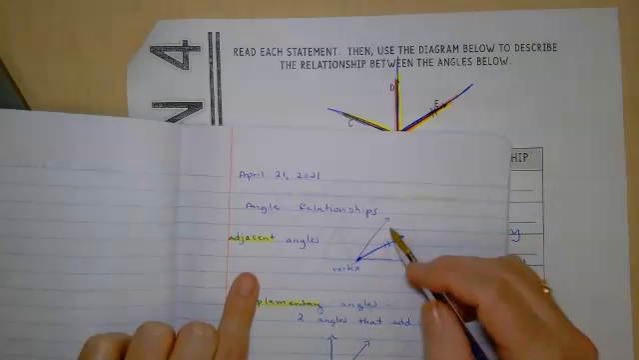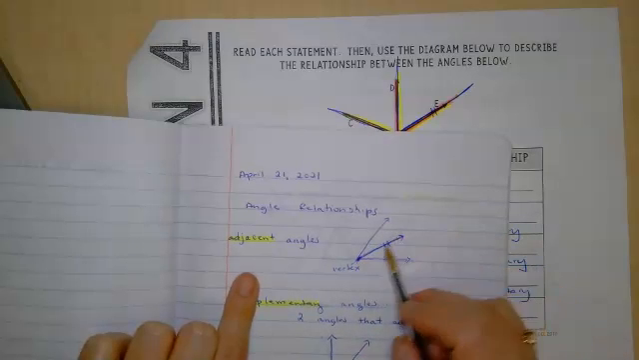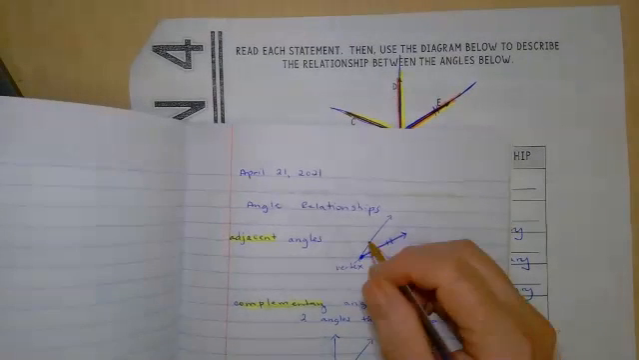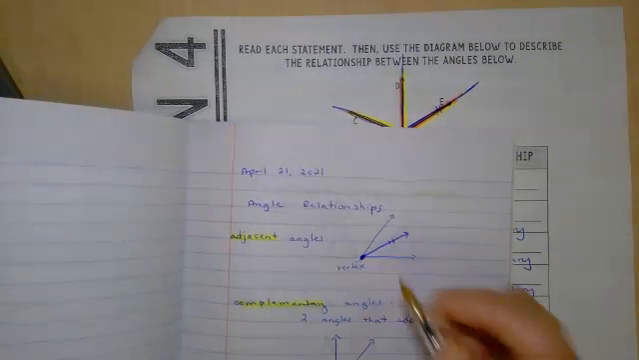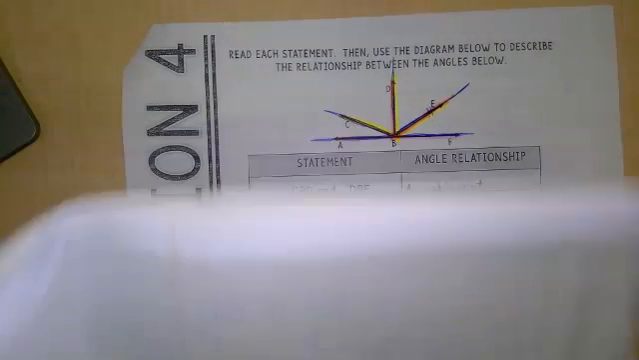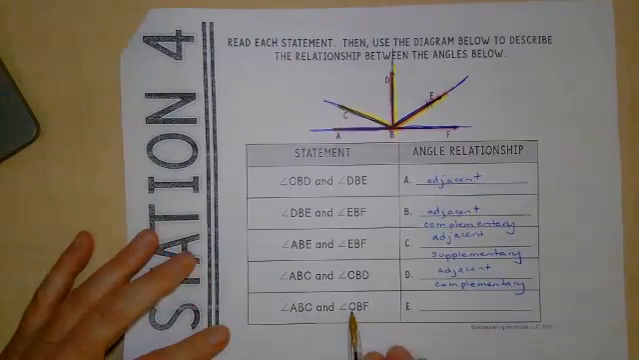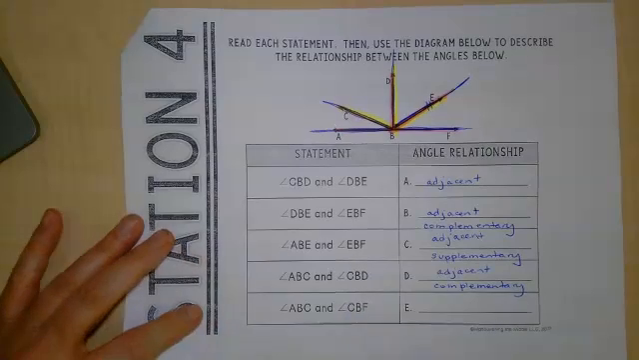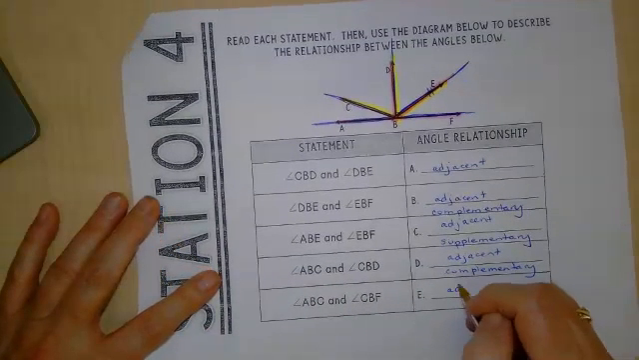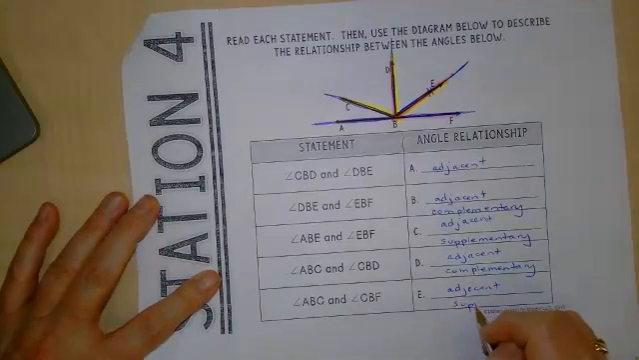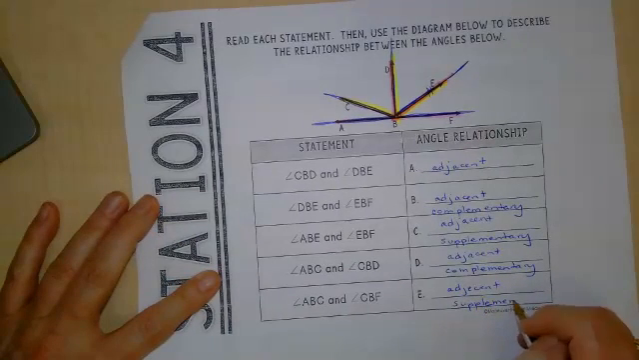This line is part of this angle and part of this angle. So they're next to each other and they have the same vertex. All right, last one. A, B, C, and C, B, F. Adjacent and supplementary. Same thing.